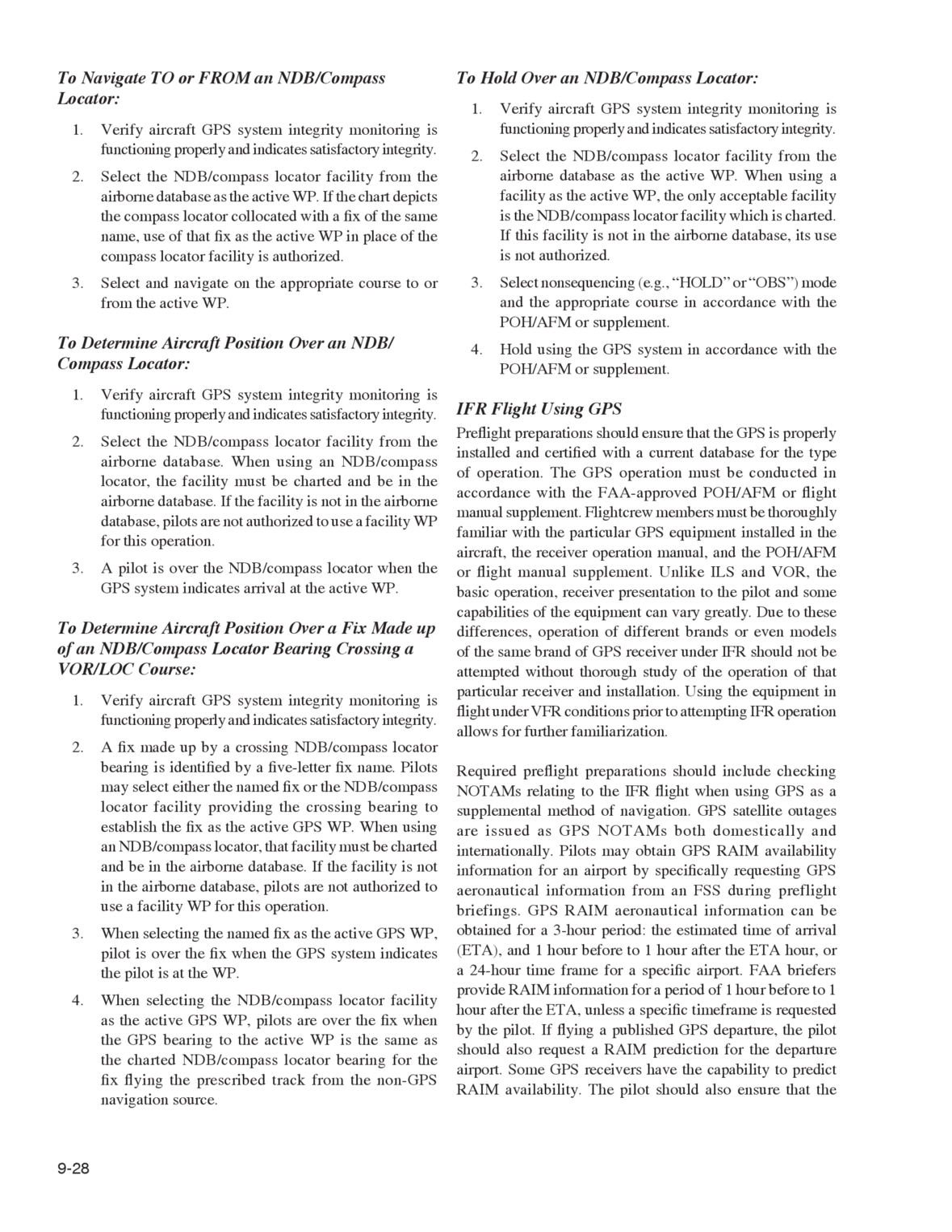To determine aircraft position over an NDB/compass locator. 1. Verify aircraft GPS system integrity monitoring is functioning properly and indicates satisfactory integrity. 2. Select the NDB/compass locator facility from the airborne database. When using an NDB/compass locator, the facility must be charted and be in the airborne database. If the facility is not in the airborne database, pilots are not authorized to use a facility WP for this operation. 3. A pilot is over the NDB/compass locator when the GPS system indicates arrival at the active WP.